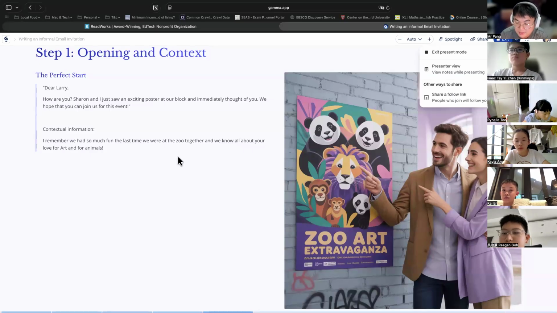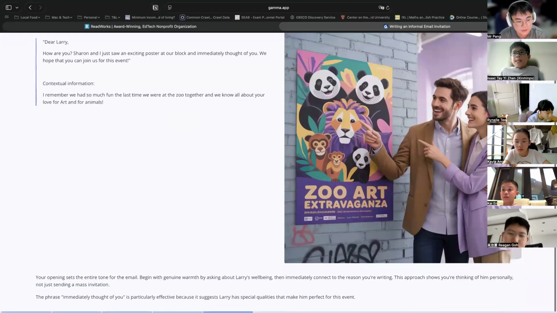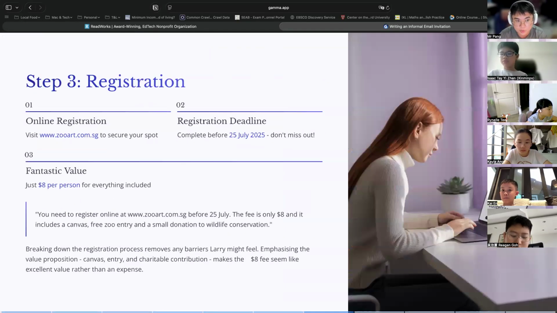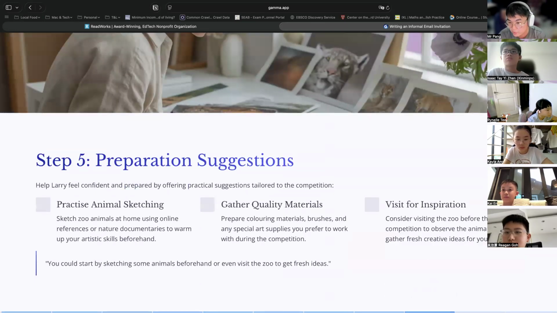This paragraph is the biggest and the fattest paragraph, right? It's the one that has all the points there, right? All 6 points are going to be crammed up in this next paragraph, okay? So it's going to be the biggest, okay? Right? So like I mentioned, this is where we fit in all the information. Okay, so we're going to put in the event details, we're going to put in the registration, we're going to put in the compelling reasons, we're going to put in the preparation suggestions. It's all going to fit into paragraph 2.